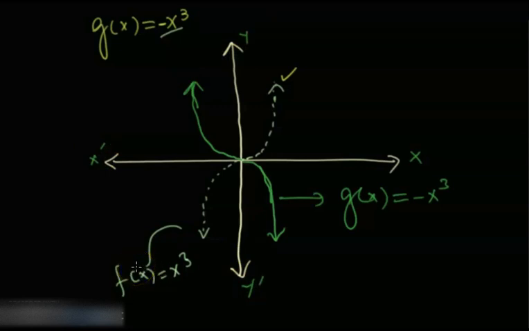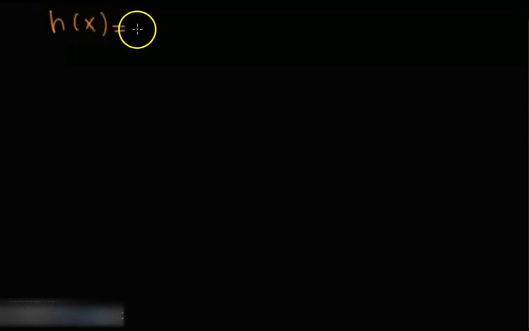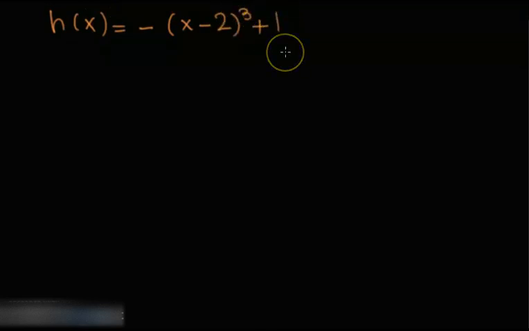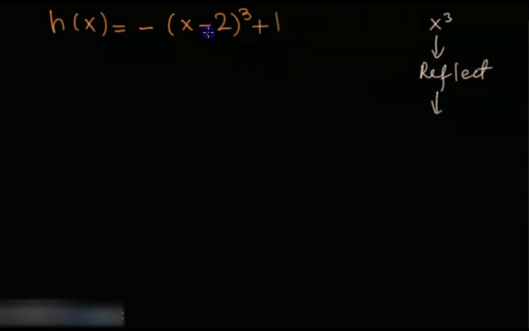Okay, now one general question that can be asked is this one. Plot h of x equal to minus x minus 2 cube plus 1. How can I plot this? What I need to do is take my cubic function and reflect it. Let's reflect it, and then move it 2 units to the right, and then 1 unit up.